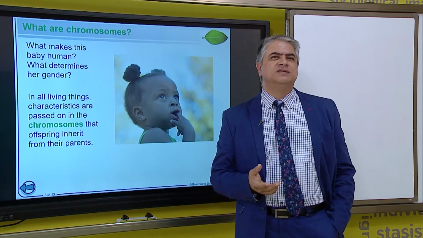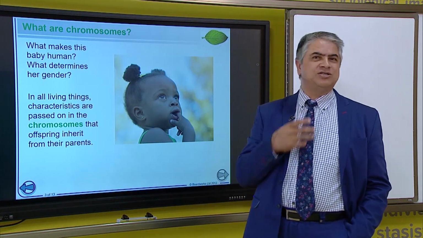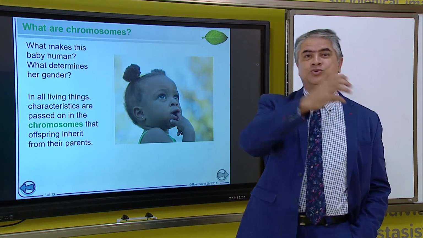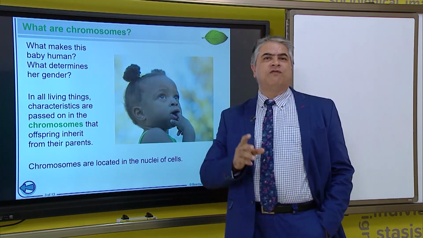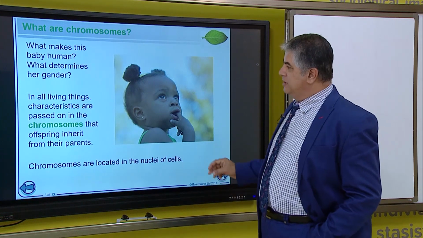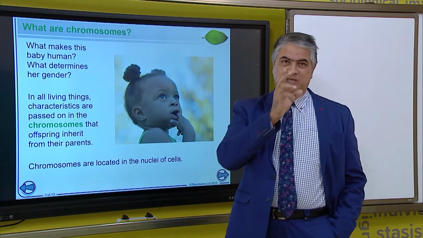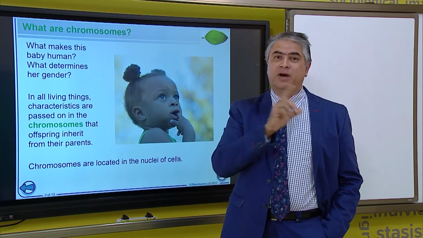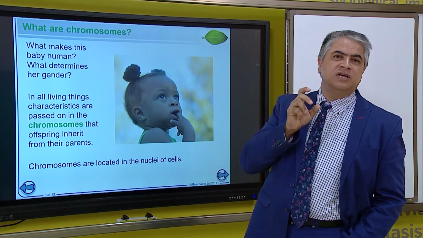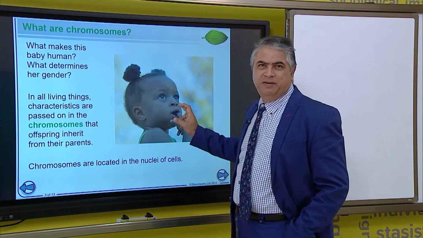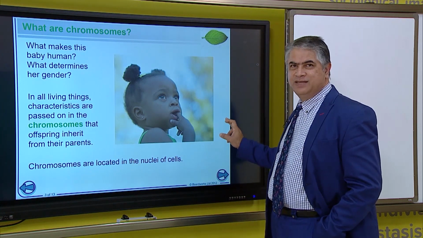All living organisms have characteristics. Now, these characteristics are passed over from the parent to the child. And in humans, there are 46 chromosomes. 23 of the chromosomes are given from the parent to the child by the mother, and 23 are given from the father to the offspring, which is the baby. Chromosomes are located in the nucleus of the cell.